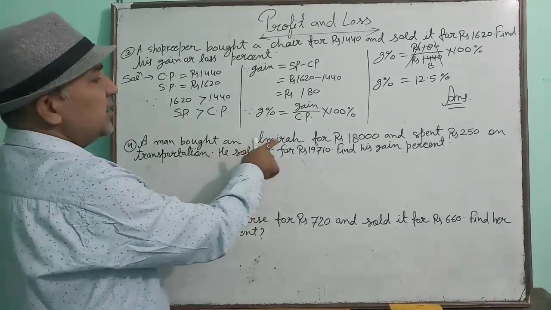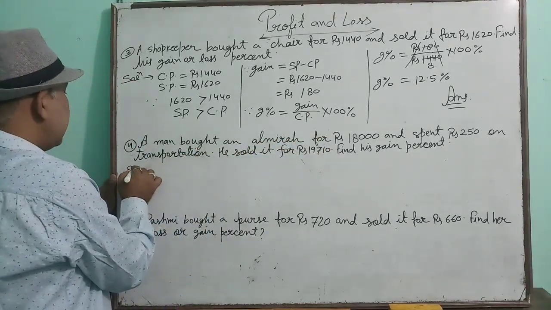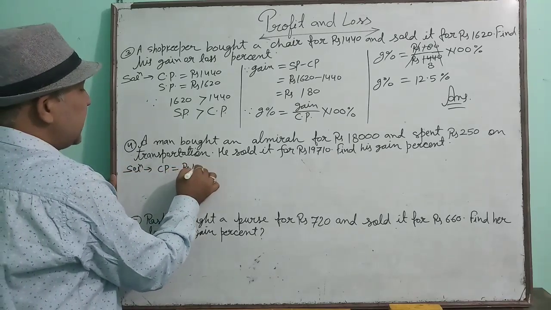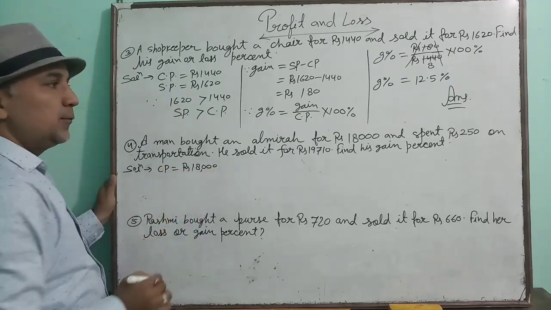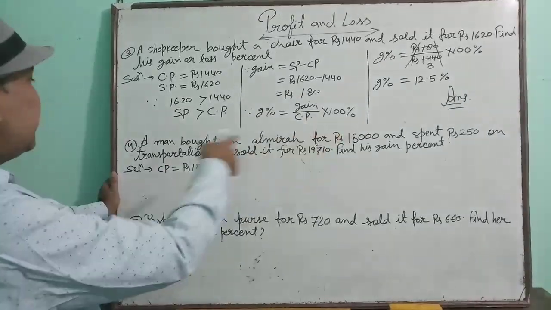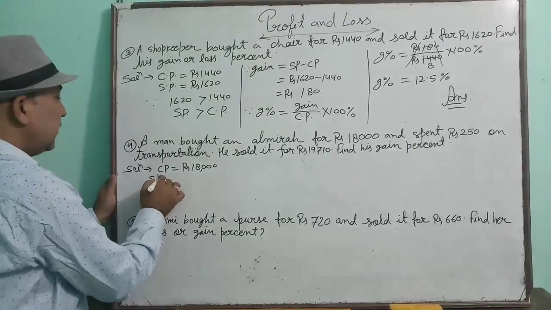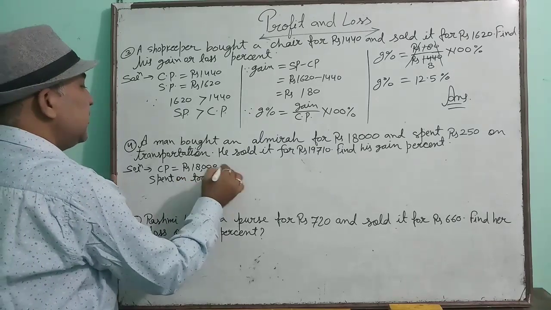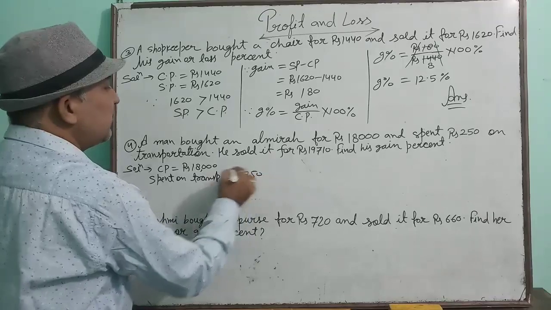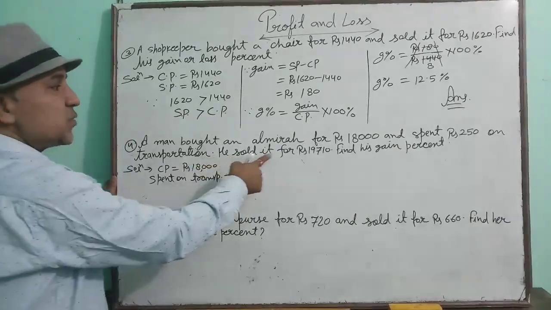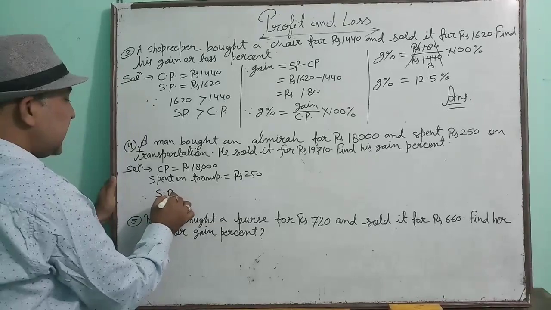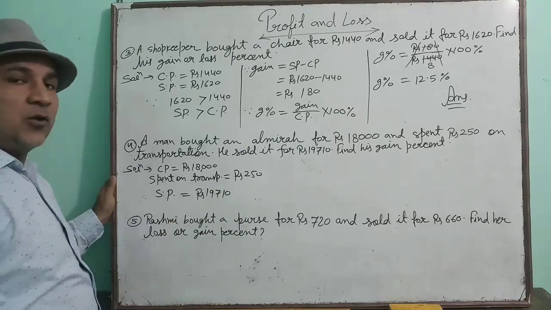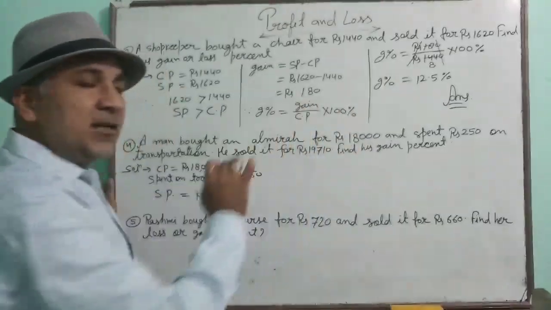Now see question number 4. A man bought an almirah for this rupees. Very easily you can see that the cost price of the almirah is rupees 18,000 and he spent 250 on transportation. Spent on transportation is equal to rupees 250 and he sold it for this rupees. That means selling price is rupees 19710. Then find his gain percent.